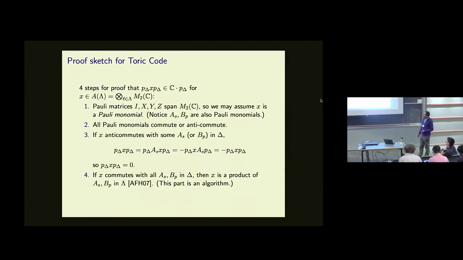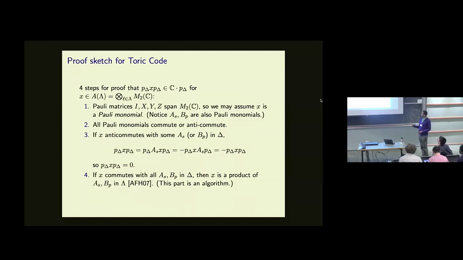How do you prove it for the toric code? You know, so I'm a mathematician. Let's sketch a proof. So how does it work? First, Pauli matrices span M2, and my local algebras are just tensor products of M2. So polynomials span the local algebras, so it suffices to consider an operator that's a polynomial.